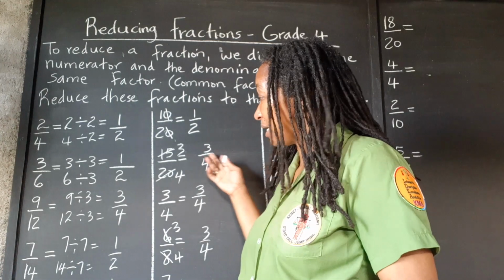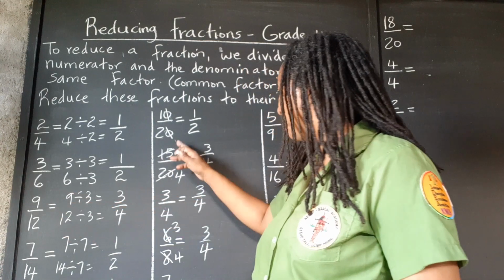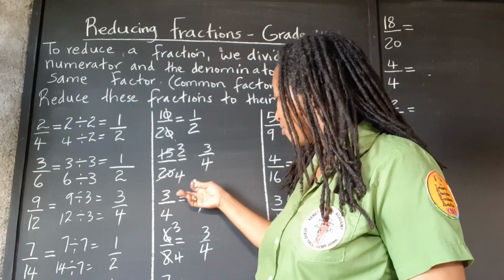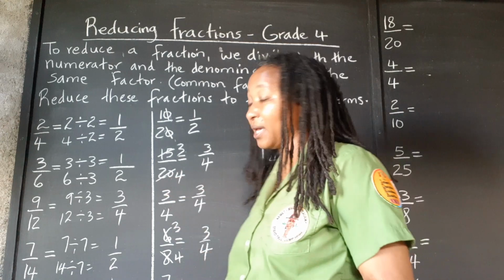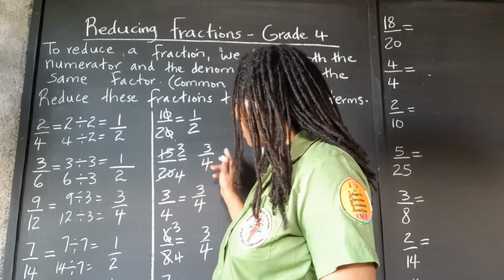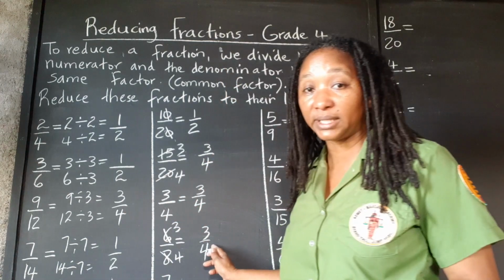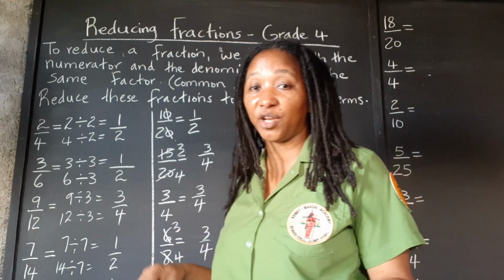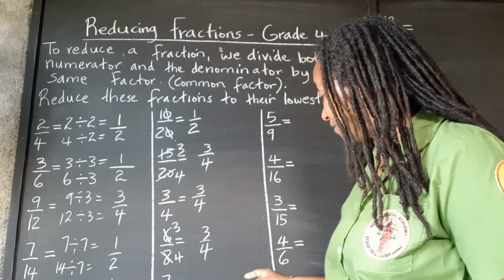You see that? 9/12, 15 over 20, 3/4, 6 over 8. They are all equivalent because we can reduce them all to the same 3/4. Alright, check that video that was done on equivalent fractions.